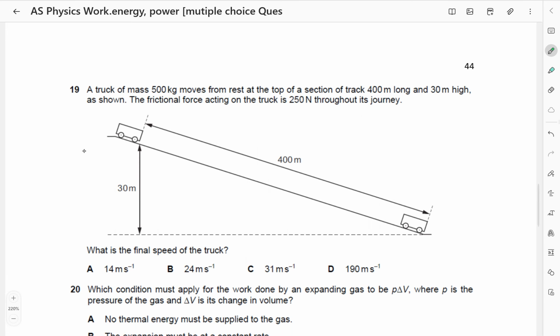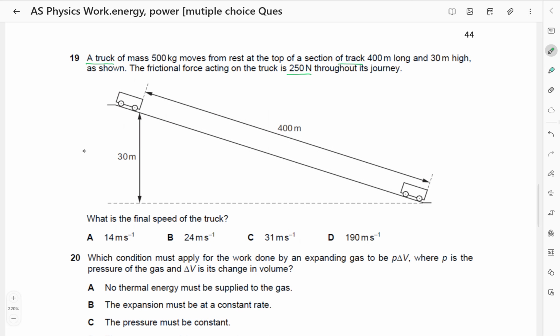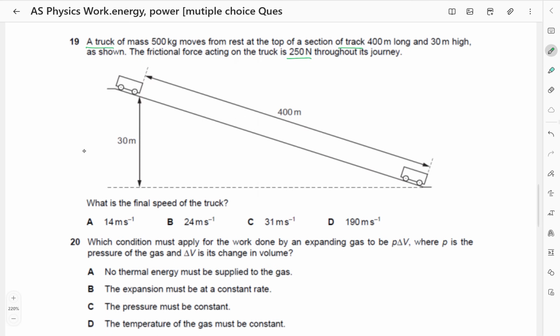A truck of mass 500 kilograms moves from rest at the top of a section of road 400 meters long and 30 meters high, as shown. The frictional force acting on the truck is 250 newtons throughout its journey. What is the final speed of the truck?